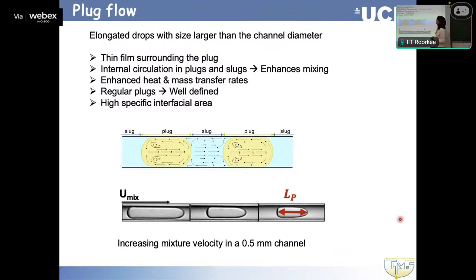Okay. Plug flow. This is the pattern we spoke about before, and I told you these characteristics. The good thing is that it's very regular, and this is observed experimentally. We can have something as good as that along the channel, and it's these internal circulations that are actually good for us. It has high specific interfacial area, circulation patterns improve the mass transfer even more, and it's easy also to model. And some results with this one: as we increase the mixture velocity, we see our plugs get shorter.